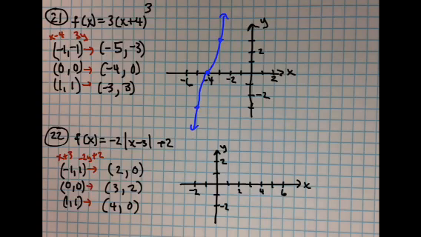So remember, the absolute value function is a V shape. So 2, 0, 3, 2, and 4, 0. Like this, and like this.